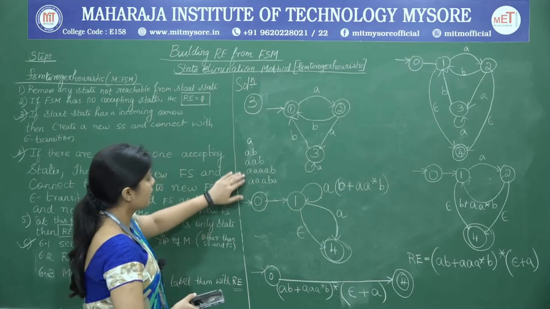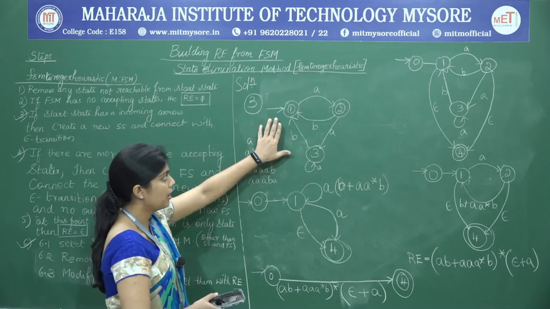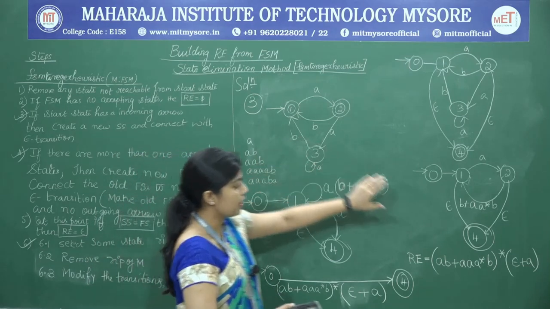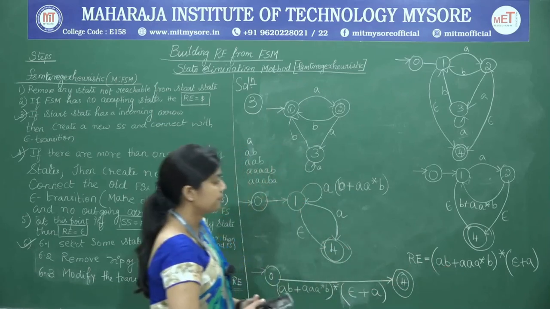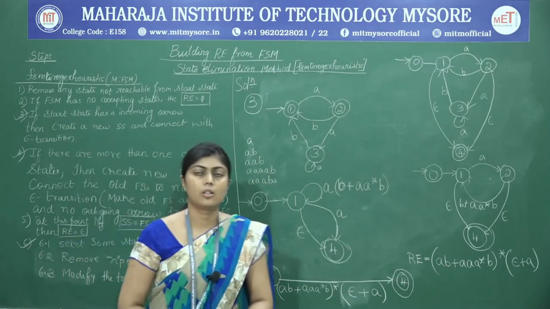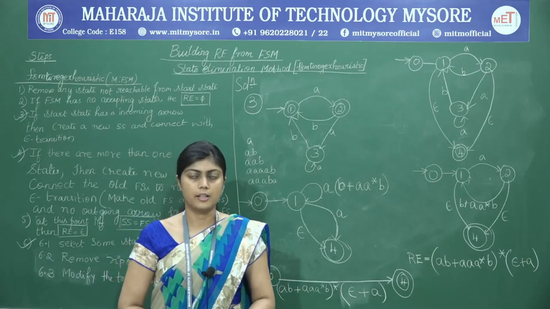Similarly, you can verify with the rest of the expressions from the given initial automata and check whether the regular expression is also accepting the same strings. So this is the end of converting a given automata into a regular expression.